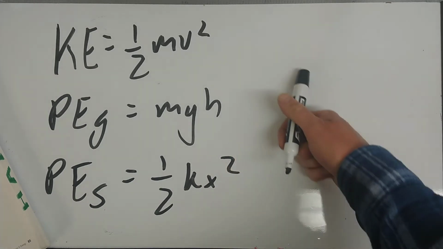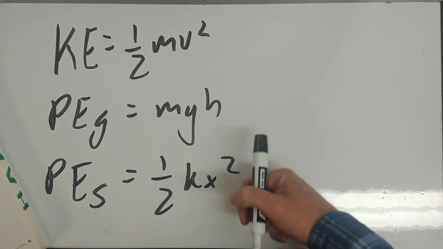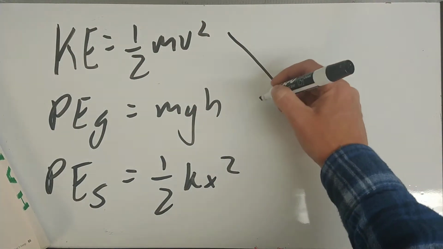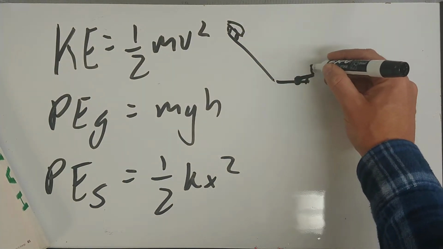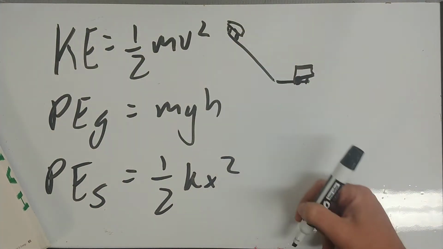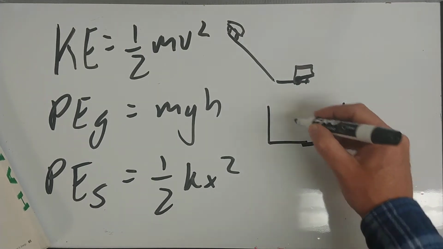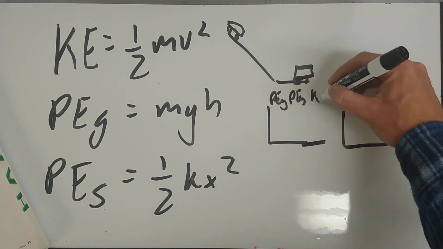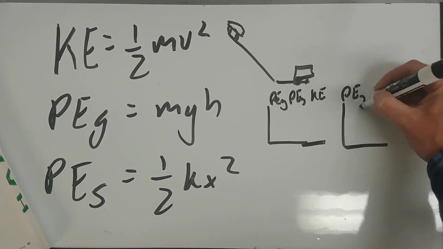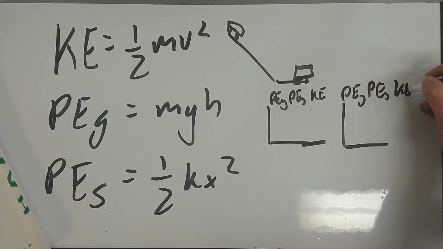Now, when we're going through these forms of energy, remember the bar diagrams, right? So, classic example: a car starts at the top, goes down, and rolls across the floor. So we look at the energy bar diagram: PEG, PES, KE, PEG, PES, KE, and then E internal.